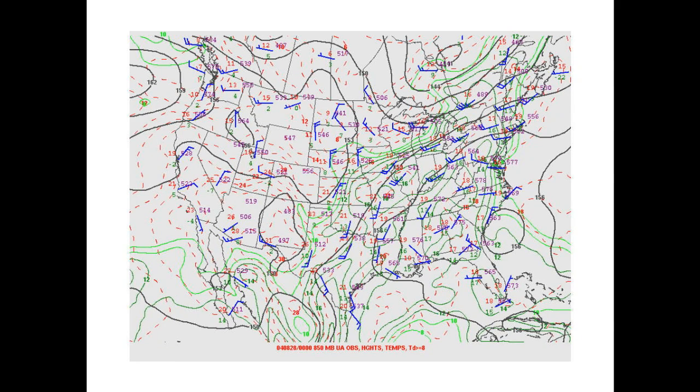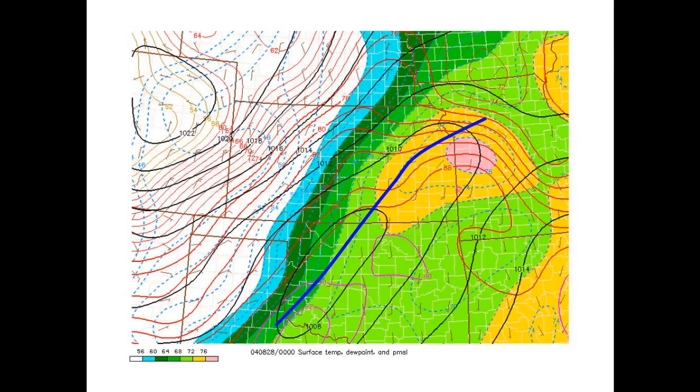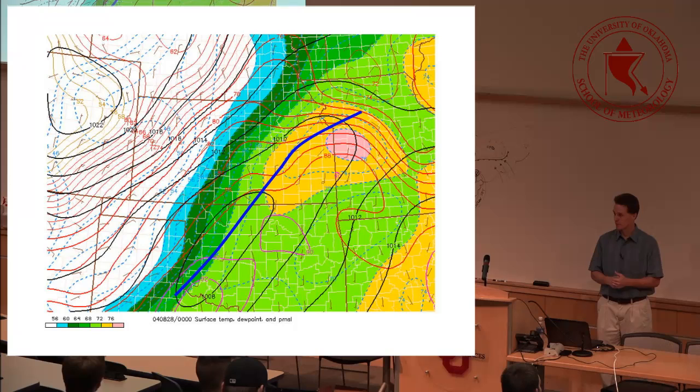Low-level flow itself, not that strong. Again, you wouldn't expect a real strong Lee cyclogenesis response in this scenario. And this is an August case, by the way. So synoptically, it's not obvious that this would be a supercell environment. However, we do have a surface boundary that's related to the synoptic system. I've sketched it in blue there. It wasn't really a cold front. It was more or less a stalled front.